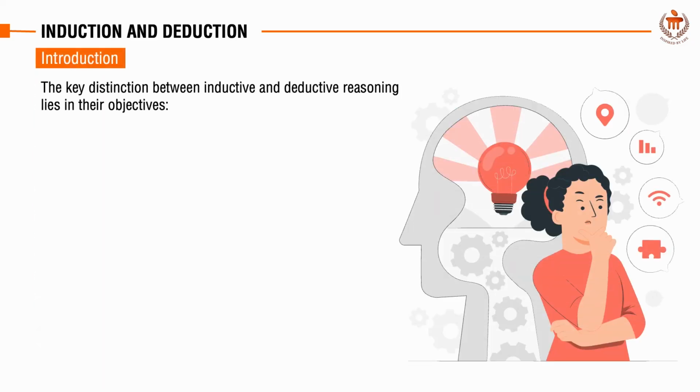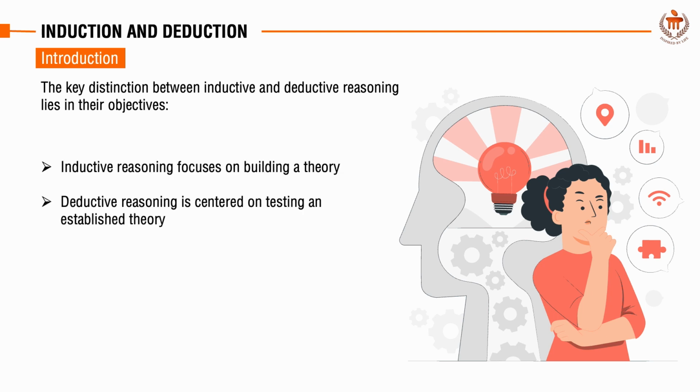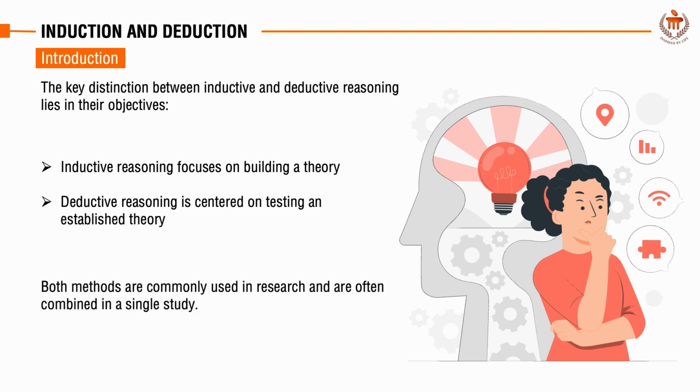The key distinction between inductive and deductive reasoning lies in their objectives. Inductive reasoning focuses on building a theory, while deductive reasoning is centered on testing an established theory. Inductive reasoning starts with specific observations and develops broader generalizations, while deductive reasoning begins with general principles and works towards specific conclusions. Both methods are commonly used in research and are often combined in a single study.